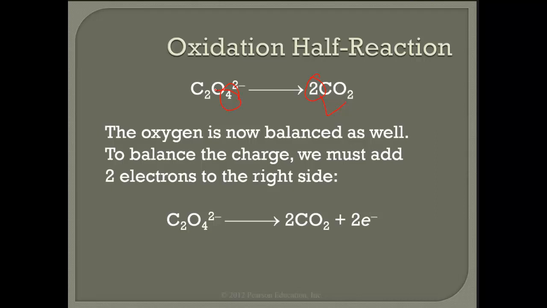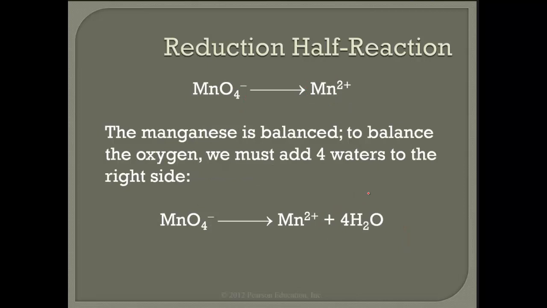Now let's look at the charge. We stated that it's losing 1 electron for every carbon. Because it's done it twice, we lost a total of 2 electrons. Now let's look at manganese. The manganese atom is balanced. We still have to deal with the oxygen. For every oxygen, we add that many waters. So we have 4 oxygens, so we're going to add 4 waters.